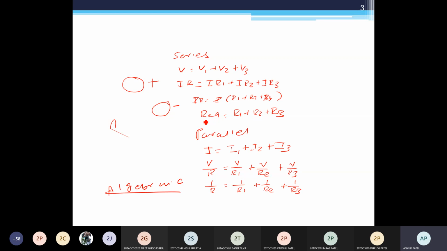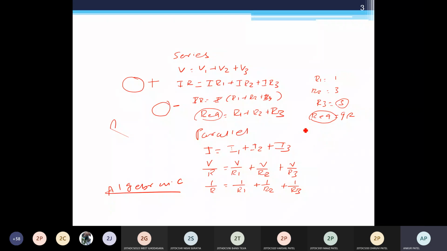In series connection, the equivalent resistance is greater than the greatest resistance connected in series. Suppose R1 is equal to 1, R2 is equal to 3, and R3 is equal to 5. Values are in ohms, so 9 ohm. So the R equivalent is greater than the greatest resistance connected in series.